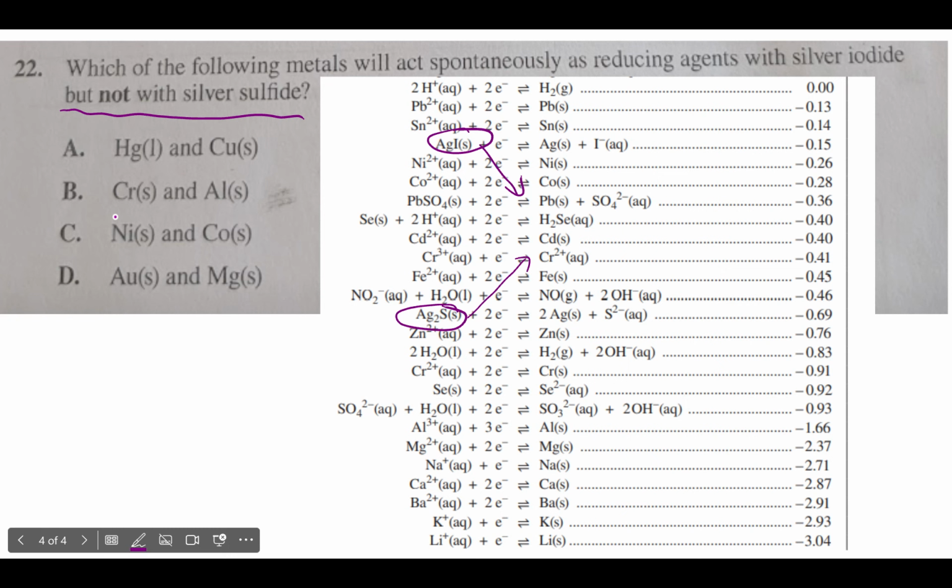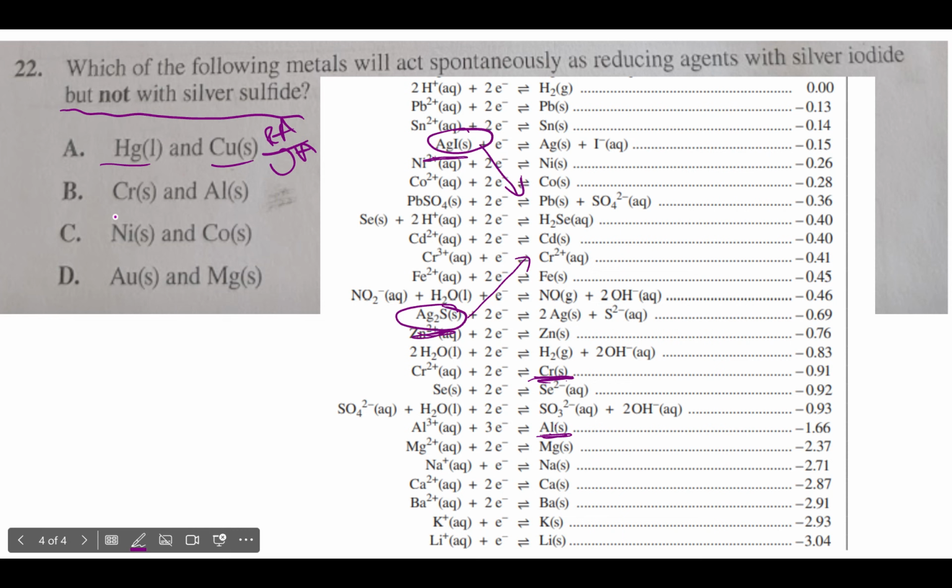So when we start to take a look at a few of them, first choice, when we look at the mercury and copper, those are both higher up on the right-hand side of the table. So that wouldn't react with either of them because for all of these, your RA would be higher than your OA, which means you're non-spontaneous. If I look at B, chromium is down here. Chromium then means that would work for both. And same thing with aluminum. It's going to work for both because both of these are OAs and they will be higher than your RAs. So those would be spontaneous.